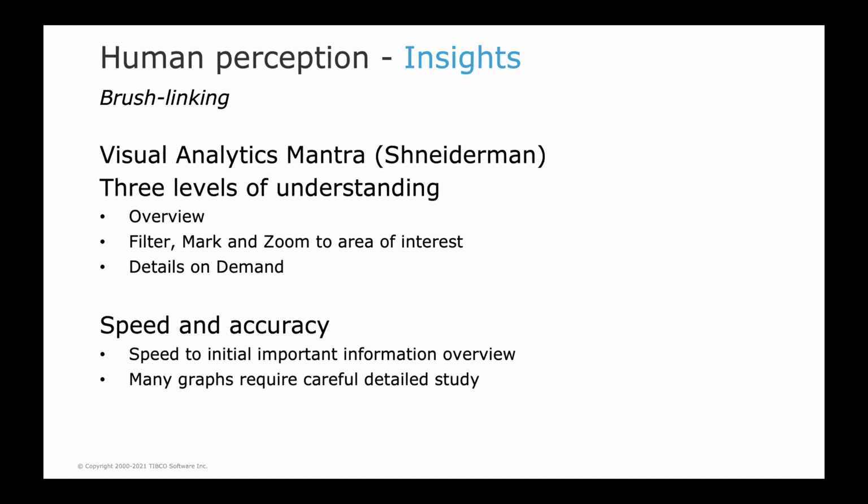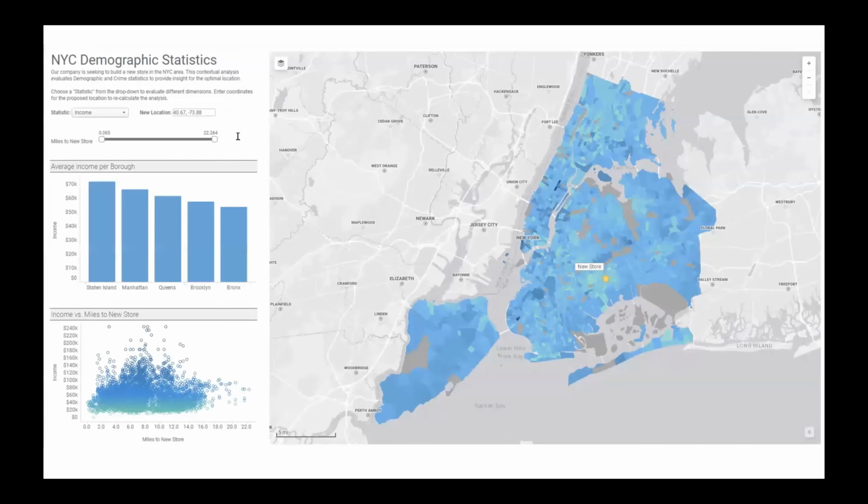of this, and now we're moving on from estimation to inference. Now we're at insights, and now we're at the Ben Shneiderman visual analytics mantra. He called it three levels of understanding: overview, number one; number two, zoom and mark to the area of interest; number three, details on demand. Getting to that careful, detailed study of the data that's underneath everything.